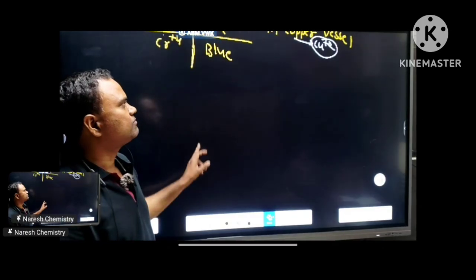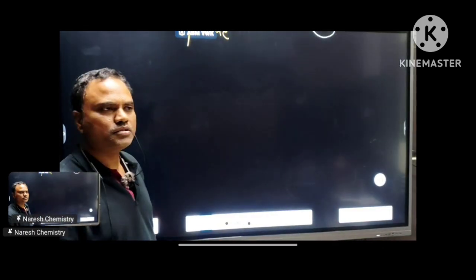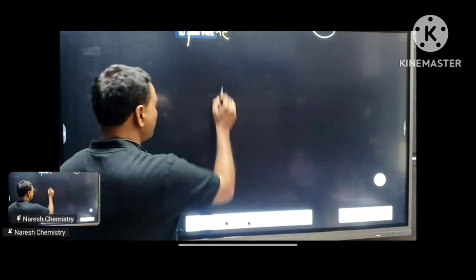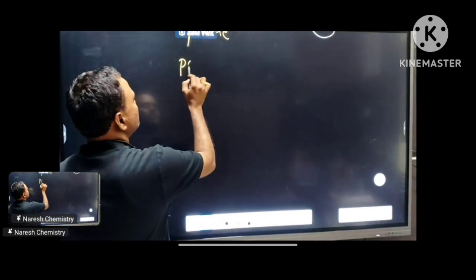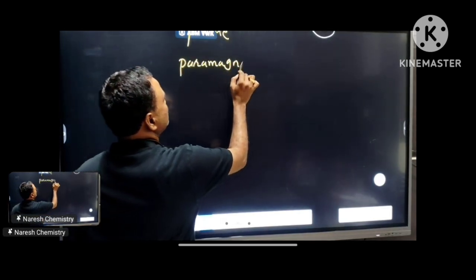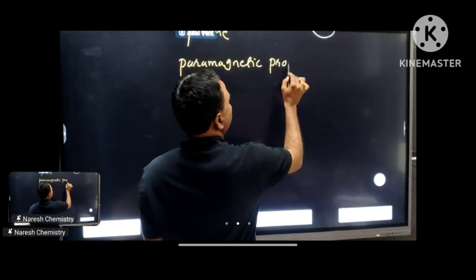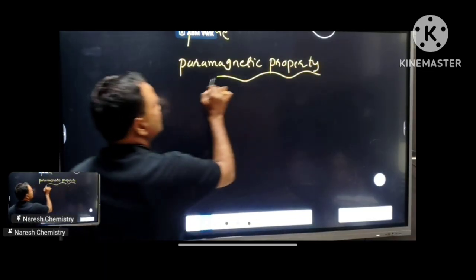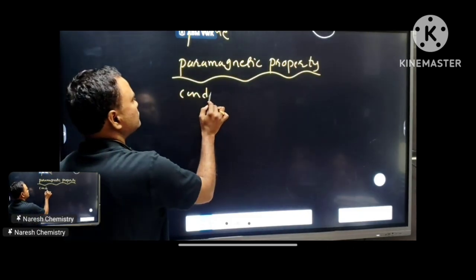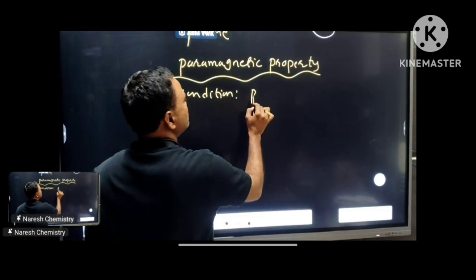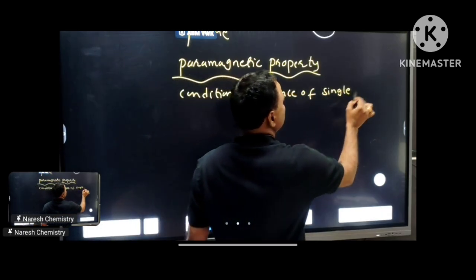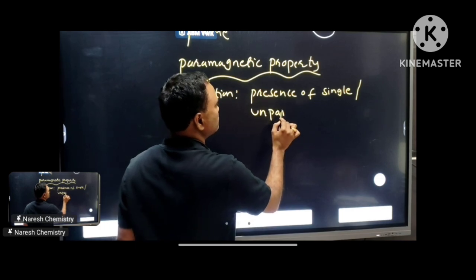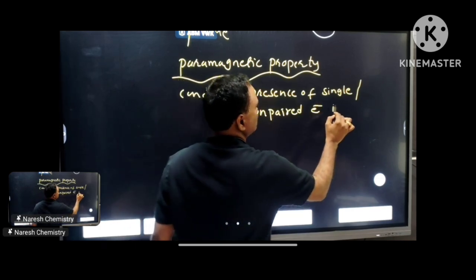Next. D block elements form alloys. Alloy forming ability. Next heading. And what about paramagnetic property? Just a second. Paramagnetic, diamagnetic. What is the condition for paramagnetic property? Presence of single or unpaired electron in d orbital.